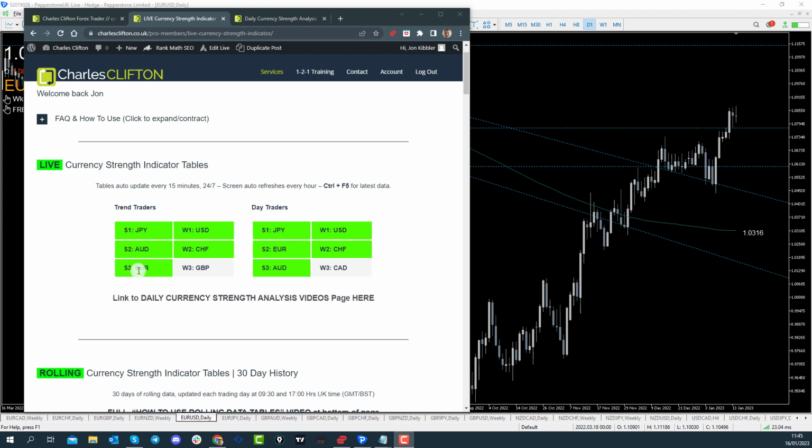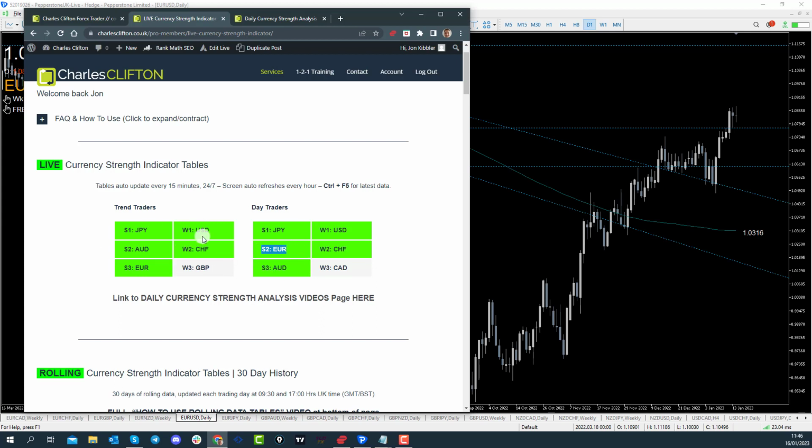So today, what do the tables tell us? Well, they tell us that from a trend trader's point of view and a day trader's point of view, the Japanese yen remains the strongest currency, it being S1 on both tables. We can see that the Australian dollar features on both tables as well, but is second strongest on the trend traders, third strongest on the day traders. The euro is the third strongest on the trend traders, but the second strongest on the day traders.